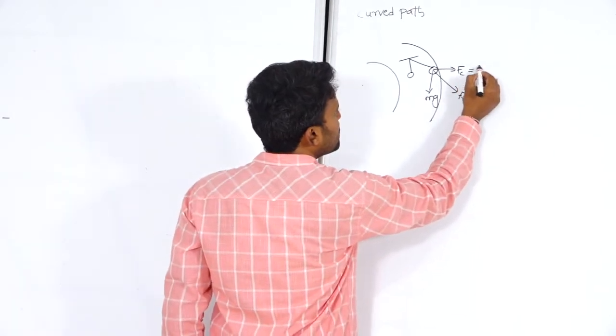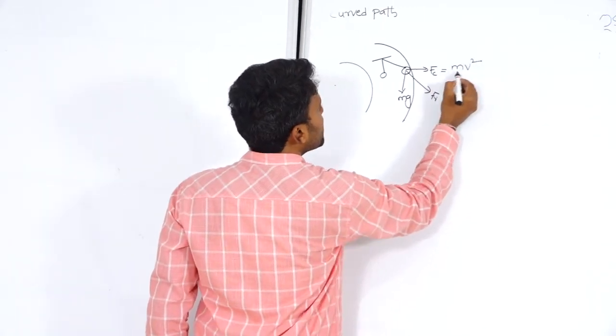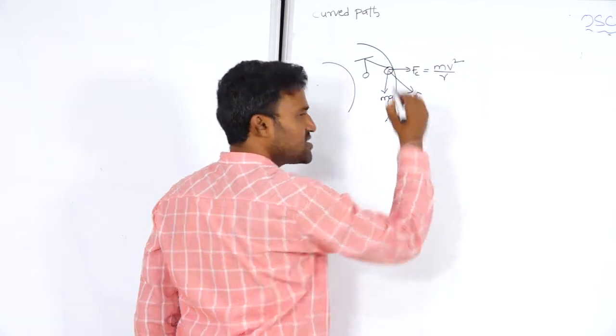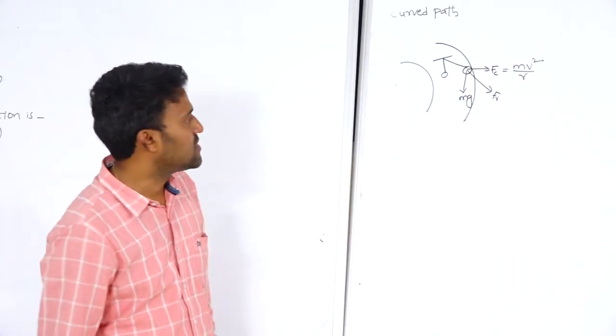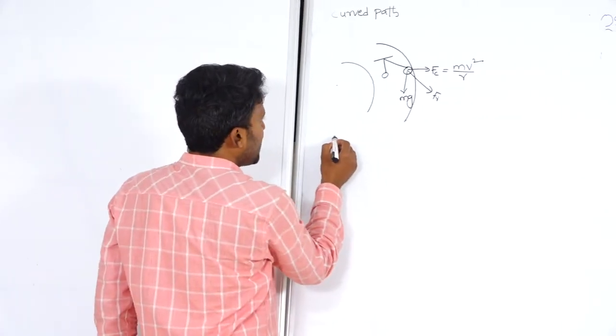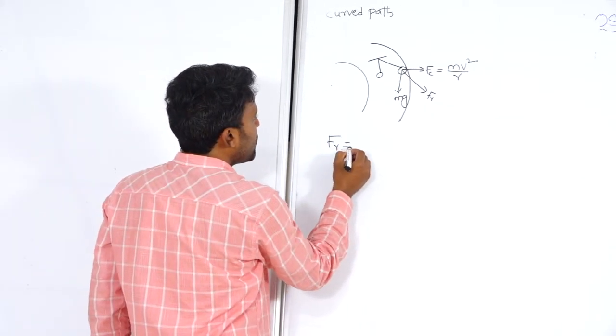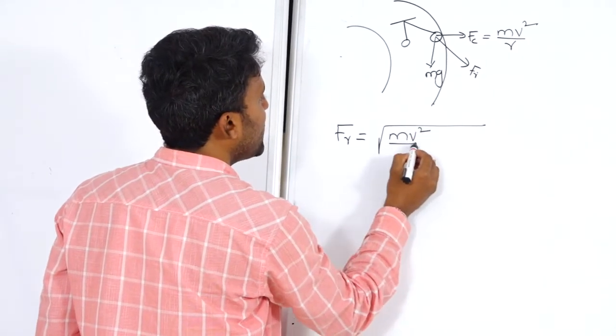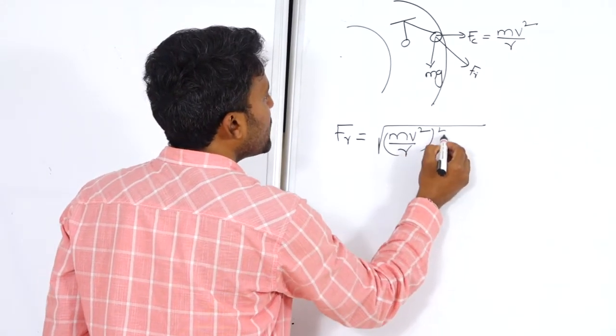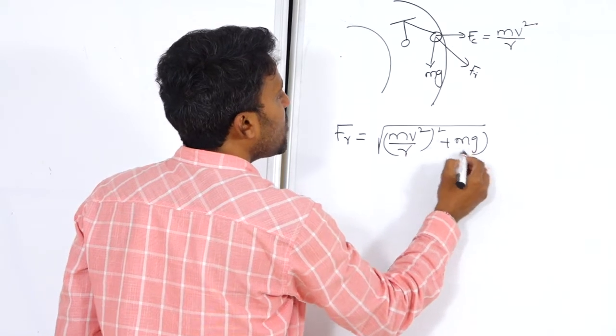What is the centrifugal force equation? Centrifugal force is mv square divided by r. According to this, Fr is equal to under root of mv square divided by r whole square plus mg whole square.